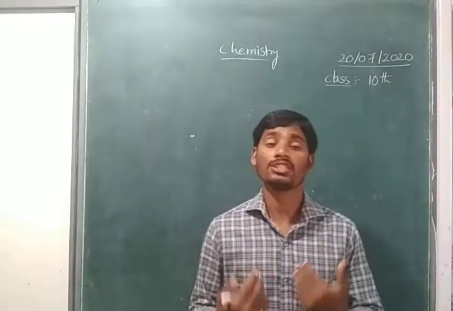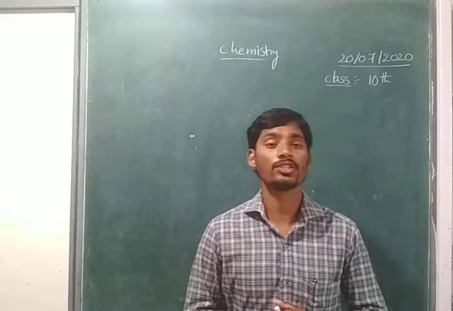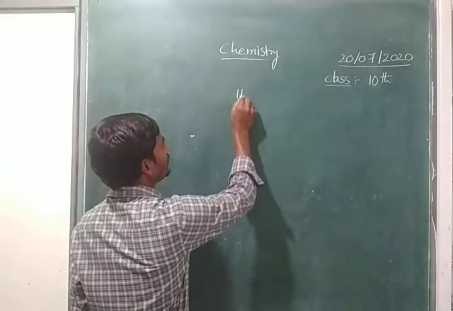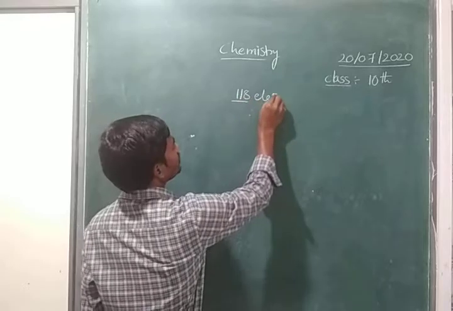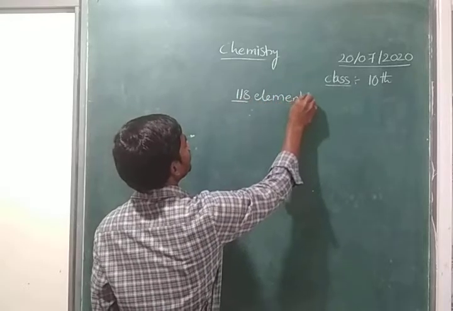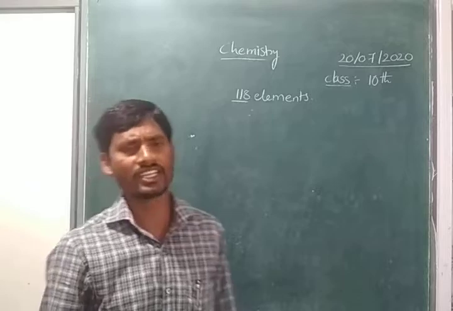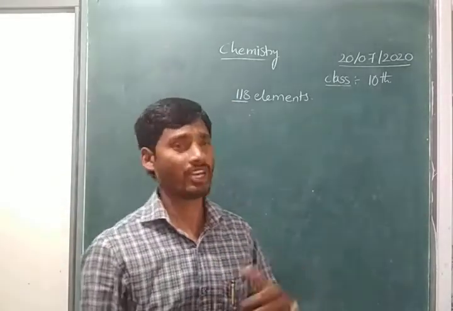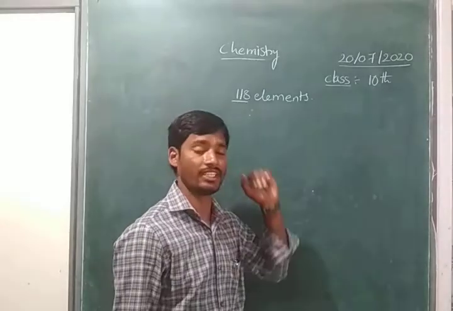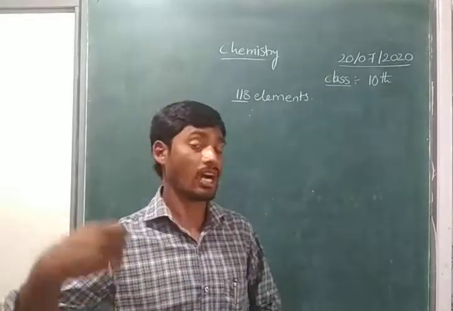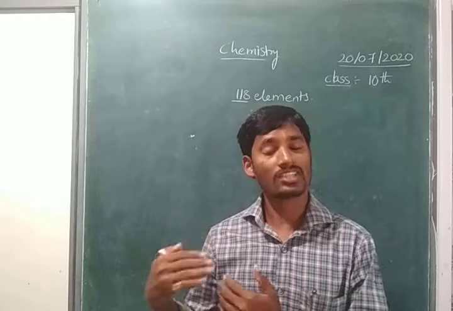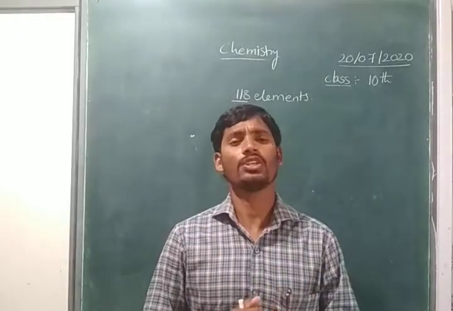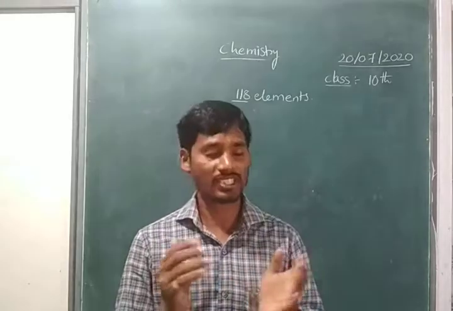What do we know? Till today, how many elements do we have, children? Totally we have 118 elements, right children? Till now, in the year 2020, we have 118 elements. But what about hundreds of years back? We didn't have this many elements. We had very few elements. So we have discussed the few elements now, right children?